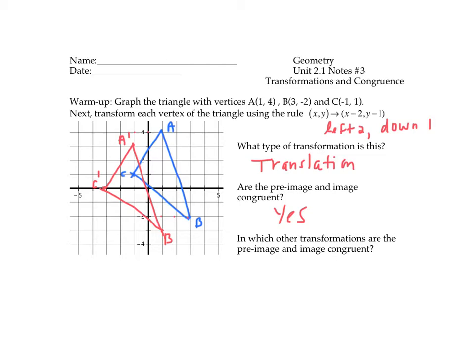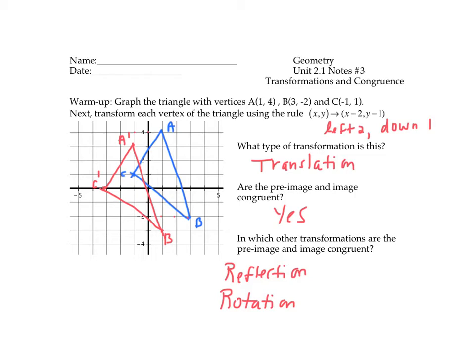And the final question, in which other transformations are the pre-image and image congruent? In other words, which other transformations are what we call isometries? So, if we think about reflections, a reflection would keep your pre-image and your image congruent to one another. A rotation would create a congruent image.